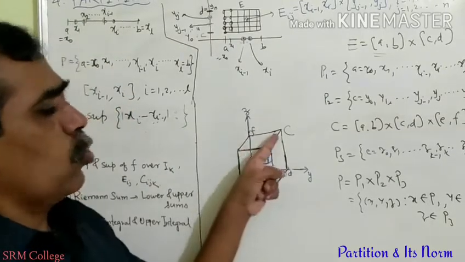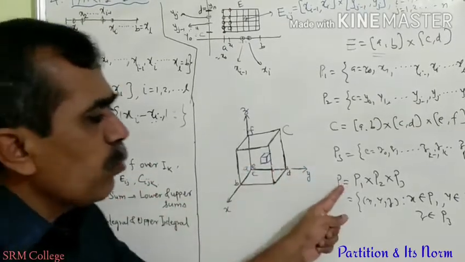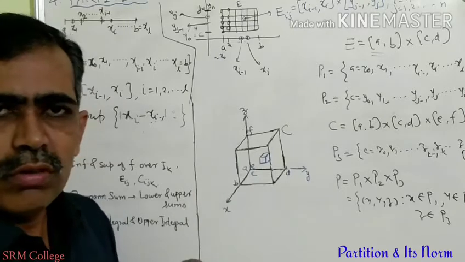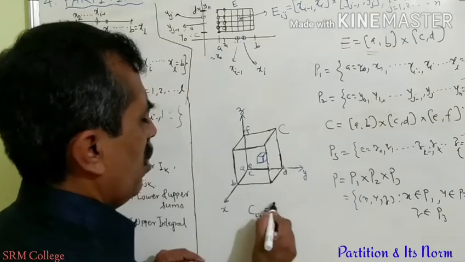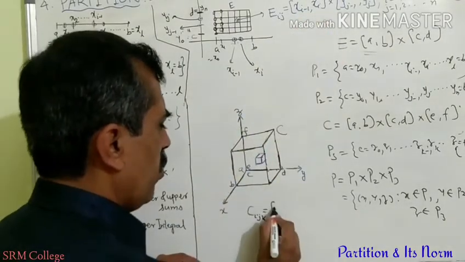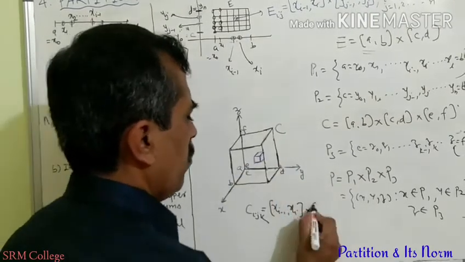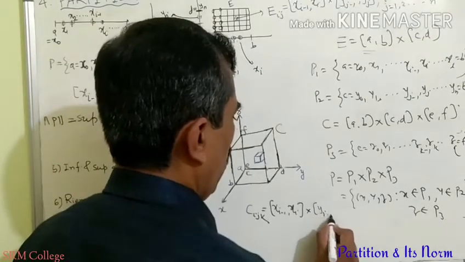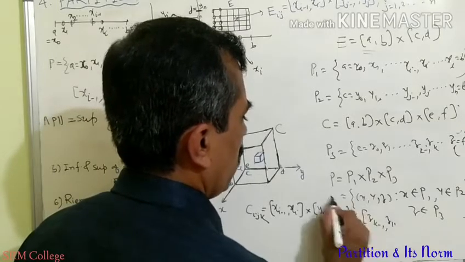So to partition the cuboid, you draw planes parallel to the coordinate planes, passing through the points of P. Then these planes will divide the cuboid C into subcuboids Cijk, just as here we had subrectangles. Similarly, each subcuboid will be the Cartesian product of three subintervals from the interval AB, the interval CD, and the interval, cross, say, z_{k-1} z_k.